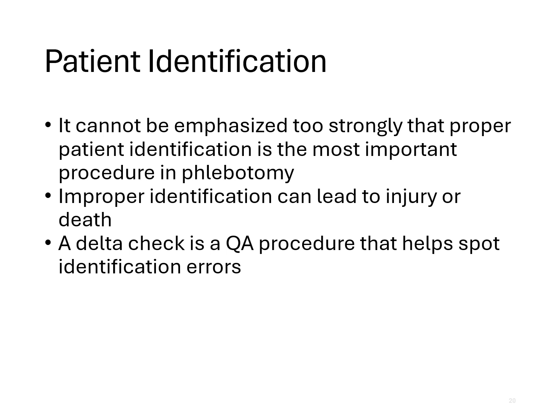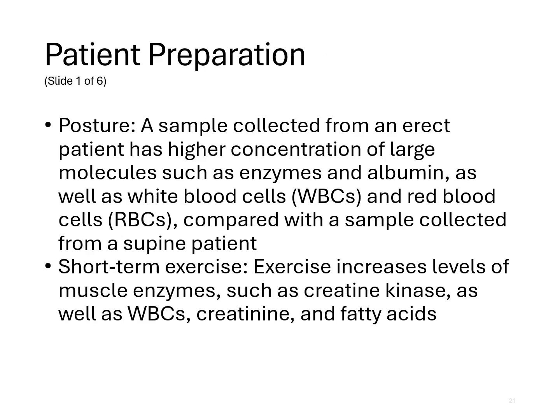A delta check is actually a QA procedure that helps spot identification errors. So a delta check, what that is, it compares previous patient results with current results. If the difference, or delta, between the two sets of results is outside the limit of expected variation, it will alert laboratory personnel to the possibility of an error. So the wrong patient drawn, something of that nature.